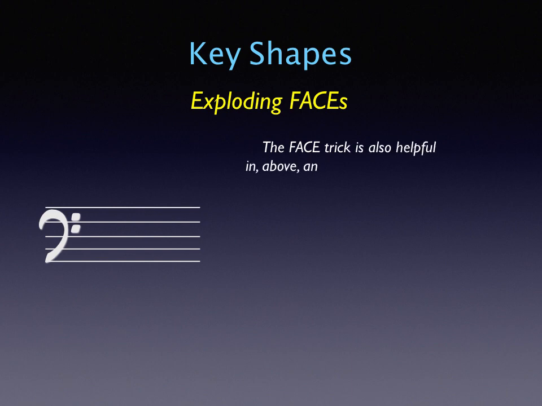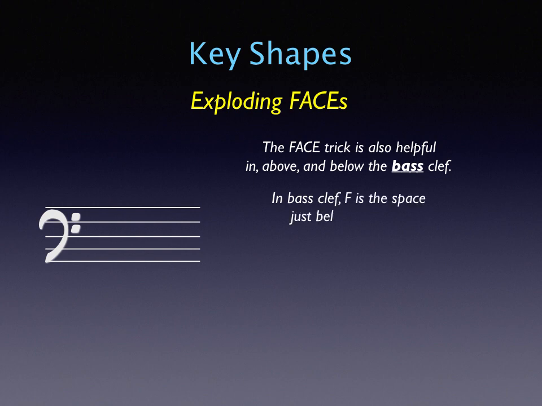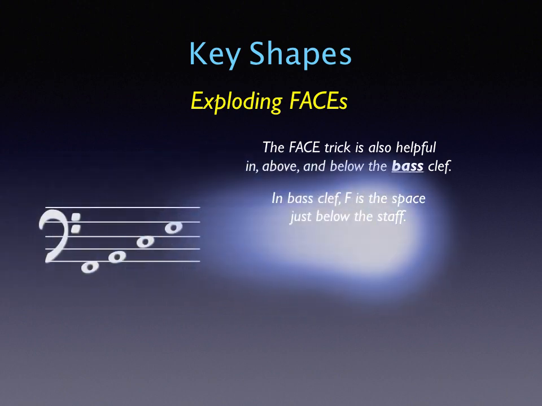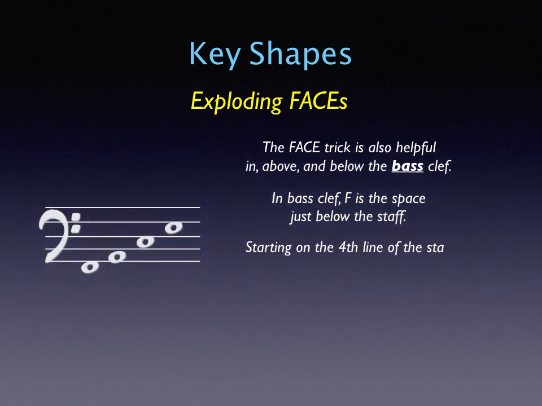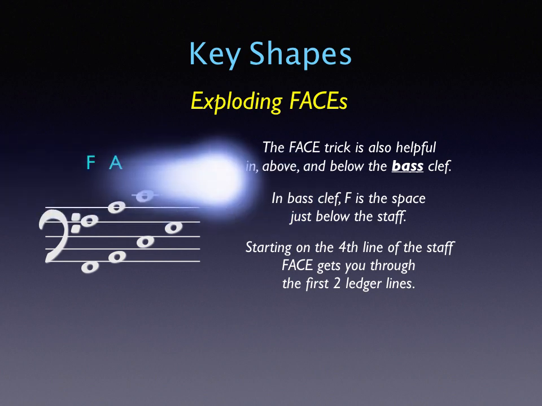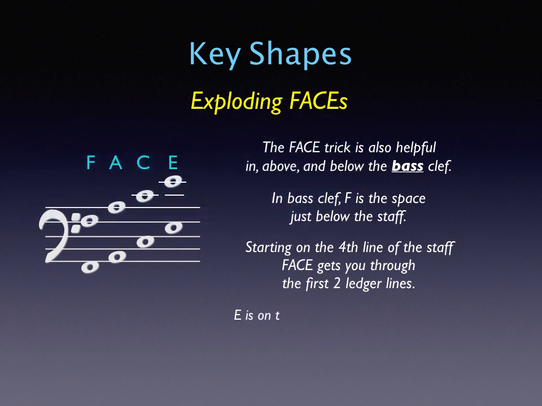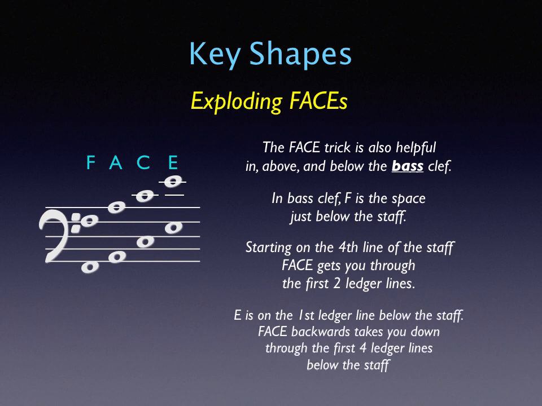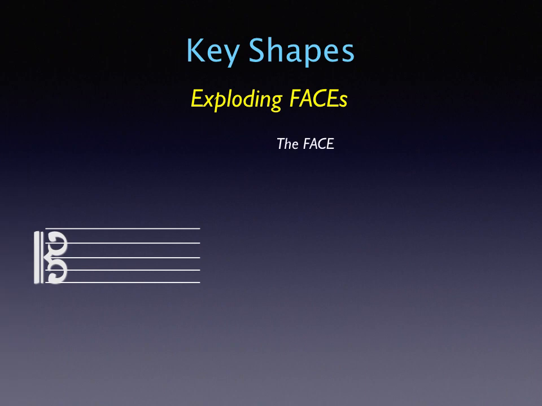The face trick is also helpful in, above, and below the bass clef. In bass clef, F is on the space just below the staff. Starting on the fourth line of the staff, face gets you through the first two ledger lines above the staff. E is on the first ledger line below the staff. Face backwards takes you down through the first four ledger lines below the staff, which is real handy if you're a tuba player or if you have to read tuba parts, but not so much for anybody else.